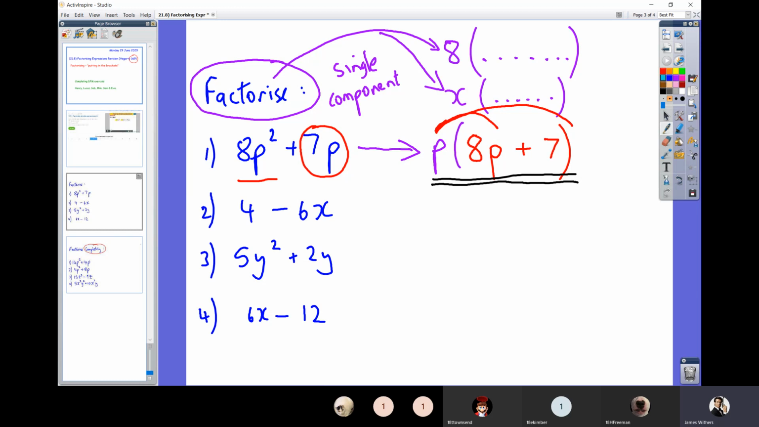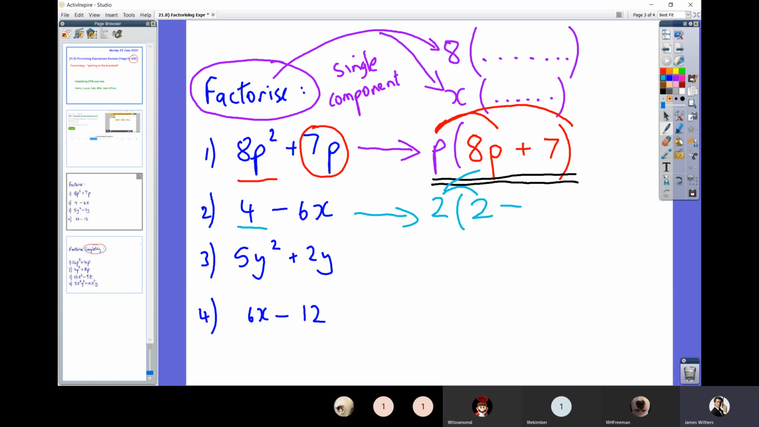Now, question 2. Same process. What factor can I take out? Well, 2 goes into both 4 and 6. So I can take a 2 outside my bracket and I open up my bracket. 2 times what gives me 4? Well, 2 times 2 gives me 4. Get the sign right. I need a minus.